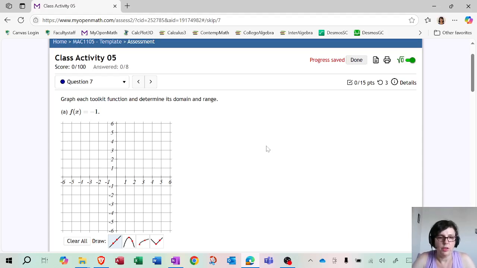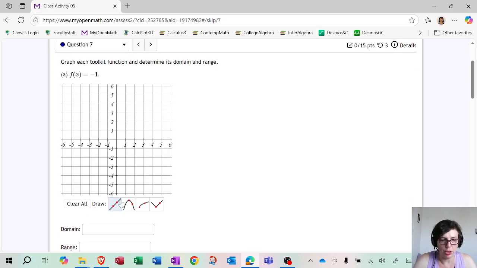Okay, guys, in this video, we are going to take a look at each basic toolkit function and determine their domain and range. The first one is just a constant. So this is f of x equals -1. It's always -1. This is a horizontal line at y equals -1. So we do not need to change anything here.